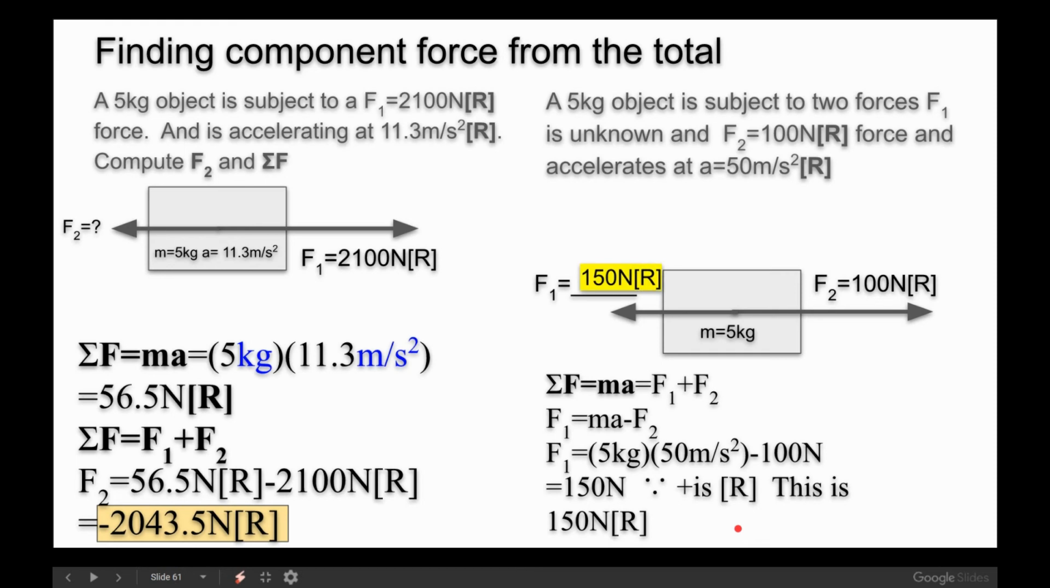There's our answer for F1, and at this point, a little warning bell in your brain should be going, meet cognitive dissonance. This is a phenomenon like writing the word yellow in the color of blue. Your brain goes, conflict, conflict. Do you see a problem with me writing 150 newtons to the right at the vector F1? This vector is clearly pointing to the left. And you might go, I've made a mistake.